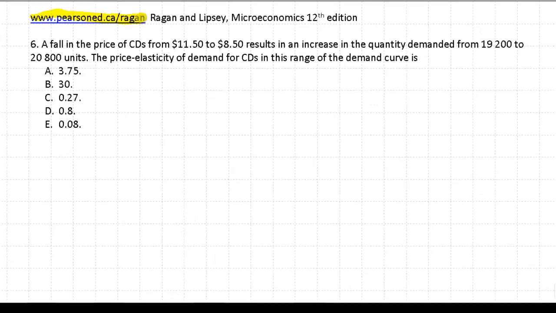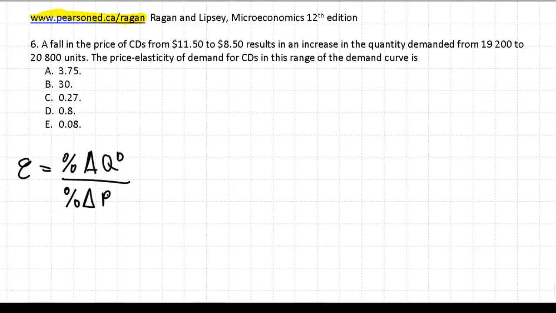And what it's asking you is to calculate the price elasticity of demand for CDs in this particular price range. So let's take a look. Now, if you remember from before, the equation for elasticity, and again, your symbol may be different for your textbook, it's the percentage change in quantity demanded over the percentage change in price, and that's for the price elasticity of demand. So let's look at each one.